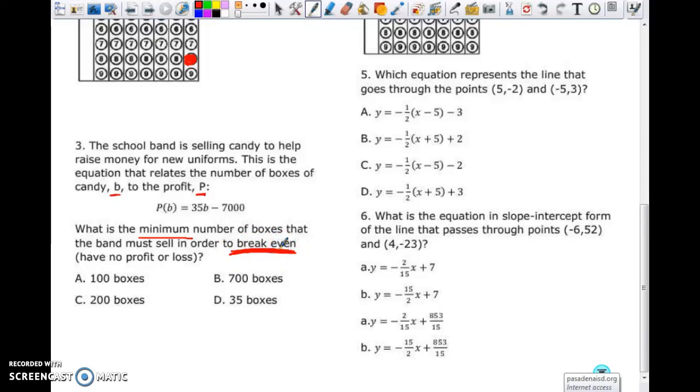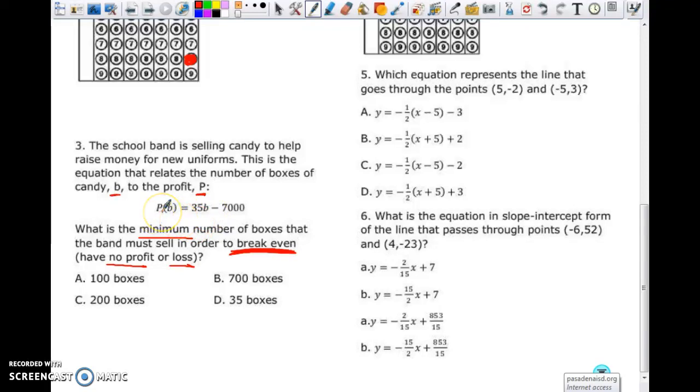All right, so what break even means is you have no profit or loss, meaning you haven't earned any money and you haven't lost any money. Basically, break even means when you start at 0. We should get 0 out. So they want to know if we put in 100 boxes. Remember, B, our number of boxes, is like our X. If we buy 100 boxes in this equation, do we get out a 0? If we have 200 boxes, do we break even? If we have 700 boxes, do we break even? Does it equal 0?